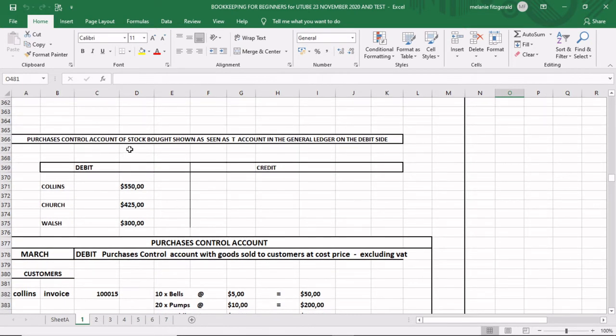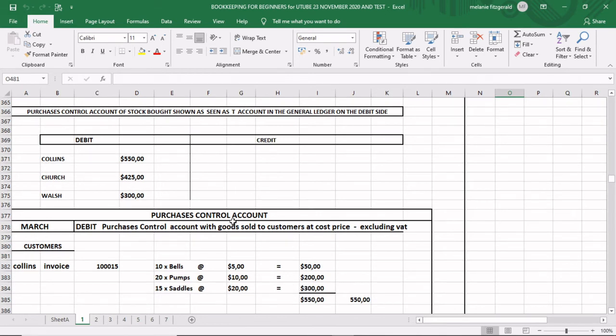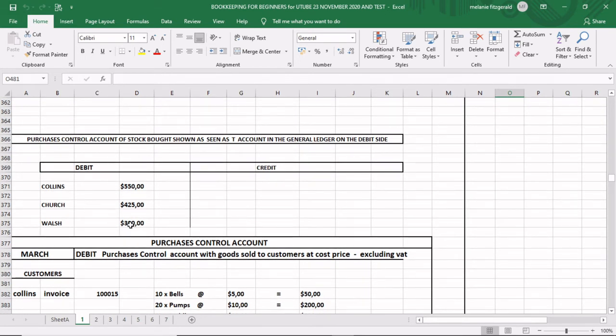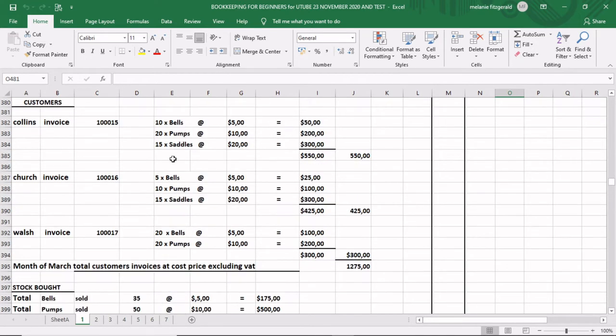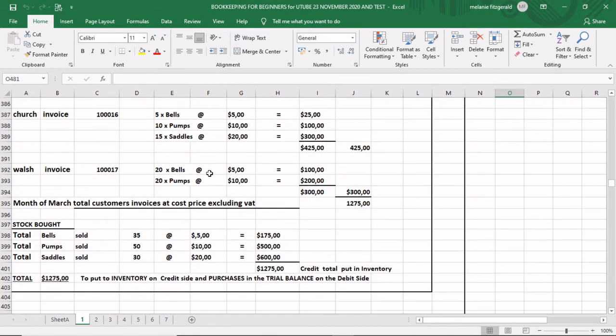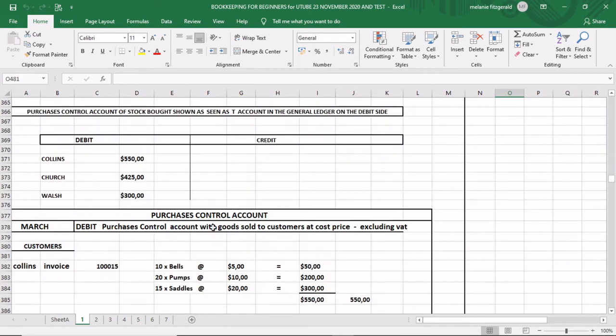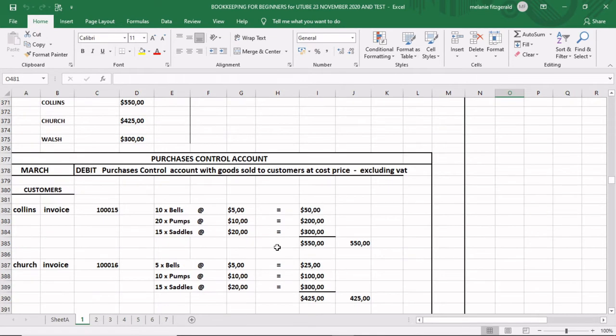The purchaser's control account of stock bought is shown as a T account in the general ledger on the debit side. So we're going to open up a purchaser's control account. Now the purchaser's control account goes on the debit side in the general ledger. So this is just an example showing you where it goes in the general ledger. All these figures written out clearly and accurately, all put down here in the exact same format, are put on the debit side in the general ledger. We just can't show it because of screen limitations. It can be quite large. So you just got to remember everything that's here in the purchase control account as it's laid out goes over there in the general ledger.